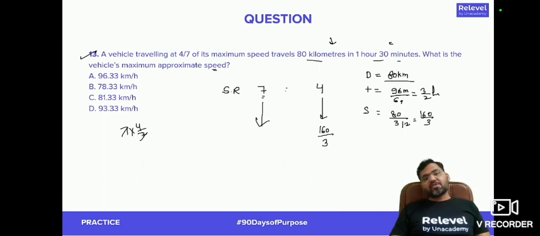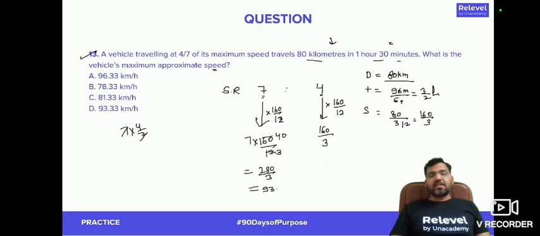Then we are supposed to find out the maximum speed. It's quite an easy question. Now you just need to find out the multiplying factor here. The multiplying factor here is 160 upon 12, right? So similarly, the maximum speed is 160 upon 12 of this. Maximum speed is going to be 7 times 160 by 12. 4 into 3, 12. This is 280 by 3. This is going to be 93.33 kilometer per hour.